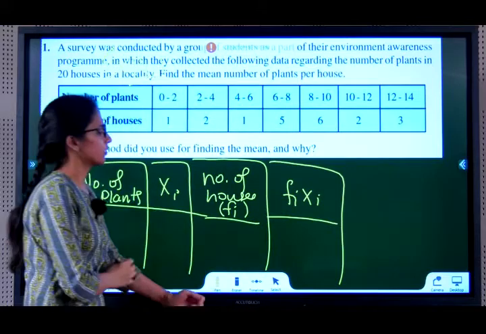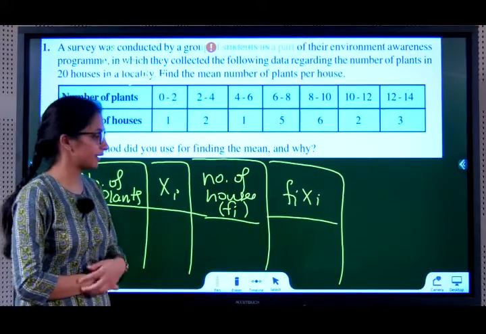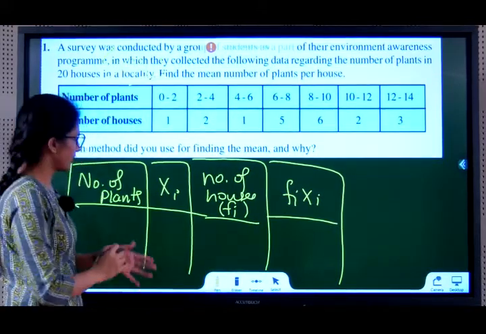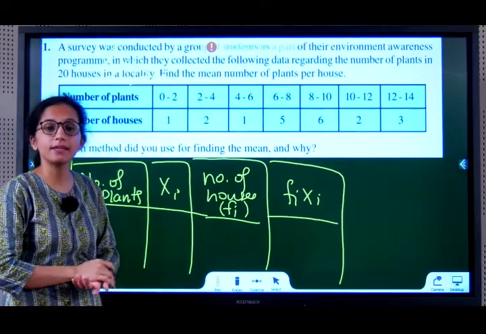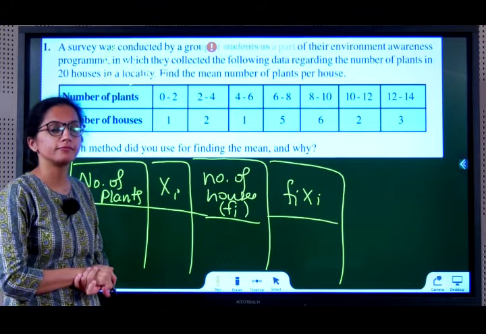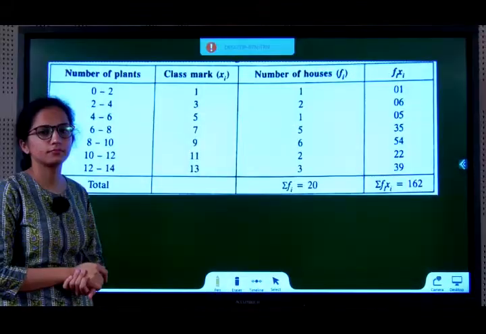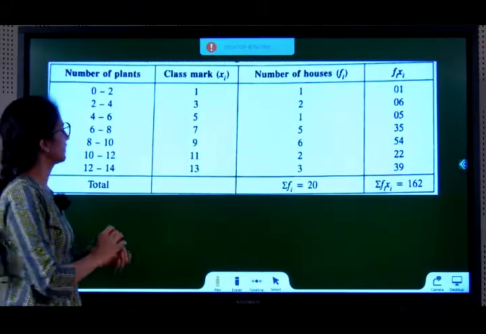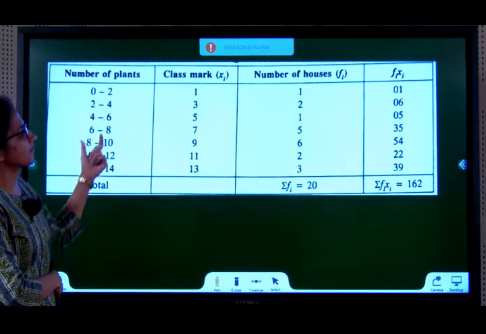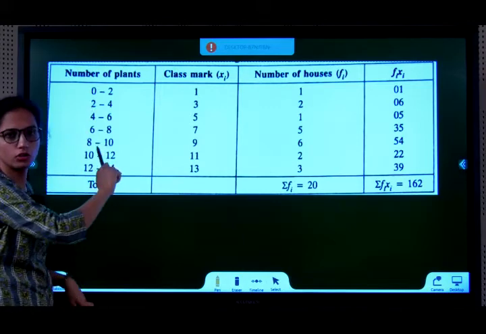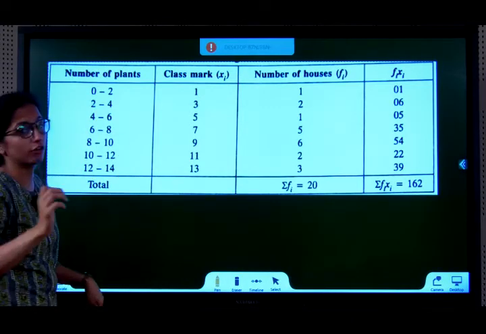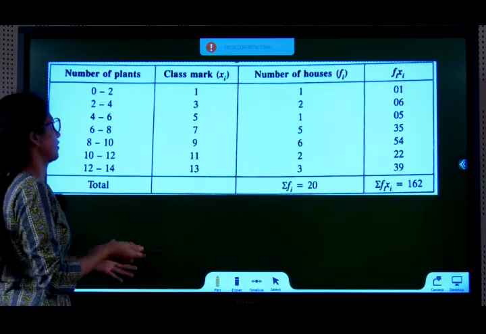Pause the video and find these values. I will directly be putting up the table. Pause the video, find these values. After you finish it, verify it with the table I have put up. So check the table. Number of plants was given. How did you find the class mark? You just added 0 plus 2 by 2. Lower limit plus upper limit by 2. We already learned the definition of class mark and we know how to find it.